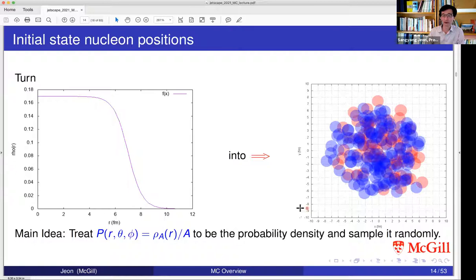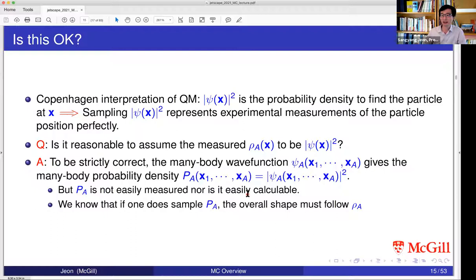Okay, so the question is, how do I sample this? How do I sample this arbitrary shape of density function, or probability density function, so that I can actually have nucleon positions? Okay. First of all, you have to ask why. Can I actually do this?